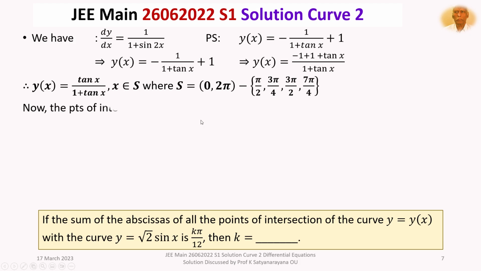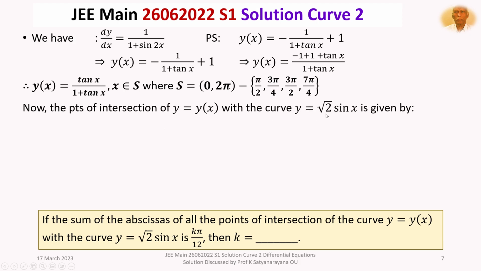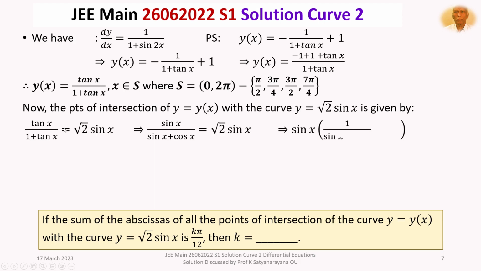So now you take your y is equal to y of x, and the given curve y is equal to root 2 sin x. The points of intersection are obtained by this. That is tan x by 1 plus tan x is equal to root 2 sin x. And solving, you will get the values of the x coordinates, that is the abscissas of the points of intersection. Writing tan x as sin x by cos x and simplifying, you get sin x by sin x plus cos x is equal to root 2 sin x.